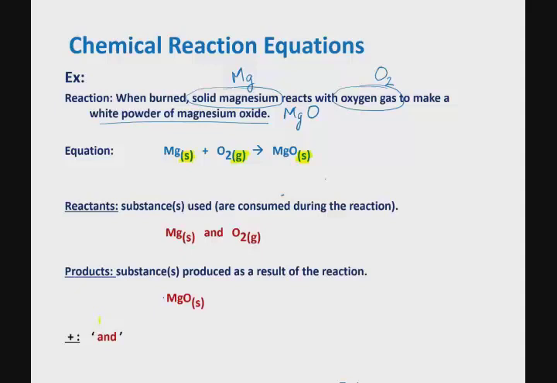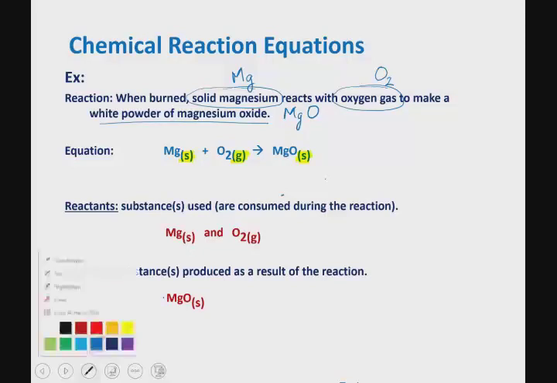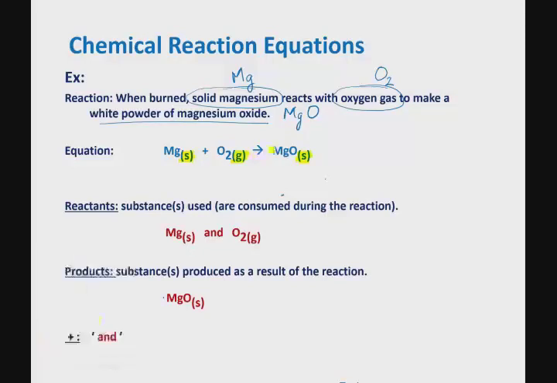You could have, of course, also written that as O2(g) plus Mg(s), and it really doesn't matter because the plus is not a mathematical operation. It is just to say and. The arrow is also very important in a chemical reaction equation.